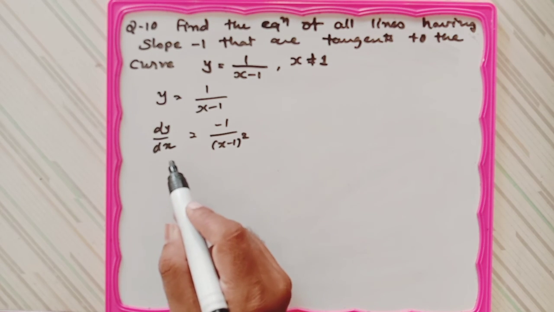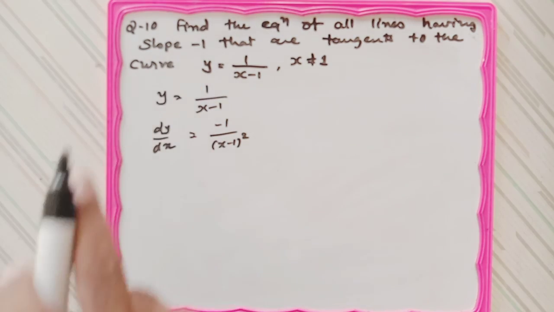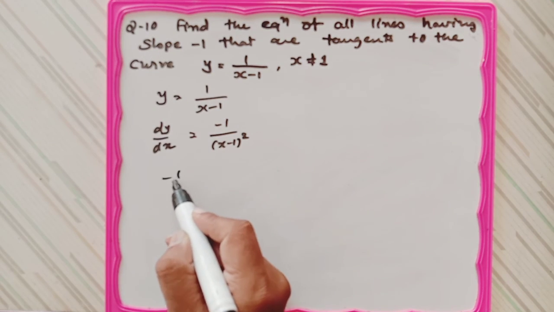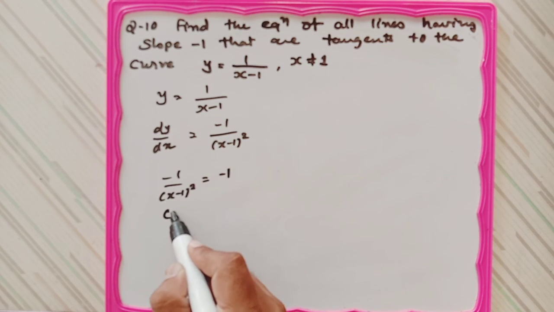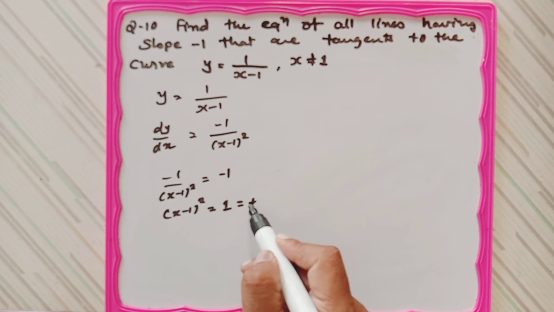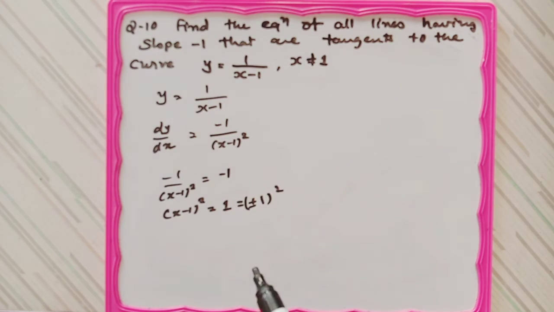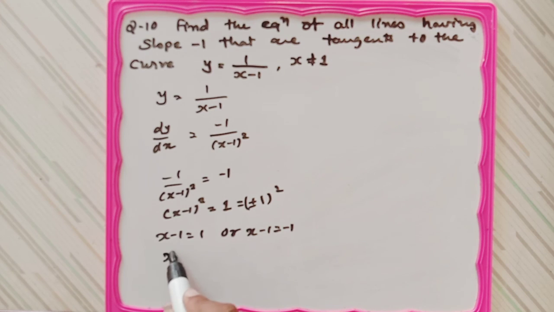So now this is the slope of tangent, but it is given already as minus 1, and so minus 1 upon (x minus 1) whole square equals minus 1. So we will have (x minus 1) square equals 1, which is plus or minus 1 square. So we can take x minus 1 equals 1 or x minus 1 equals minus 1. So we have x equals 2 or x equals 0.